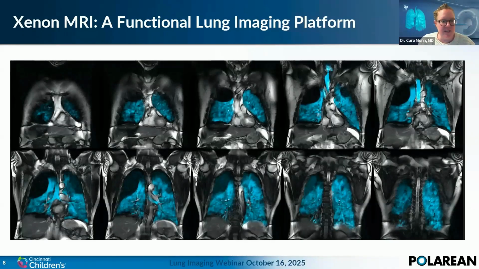So what does xenon MRI look like? Essentially, you have the patient inhale the xenon gas, and then it fills the lungs, and you can see everywhere that the xenon goes.